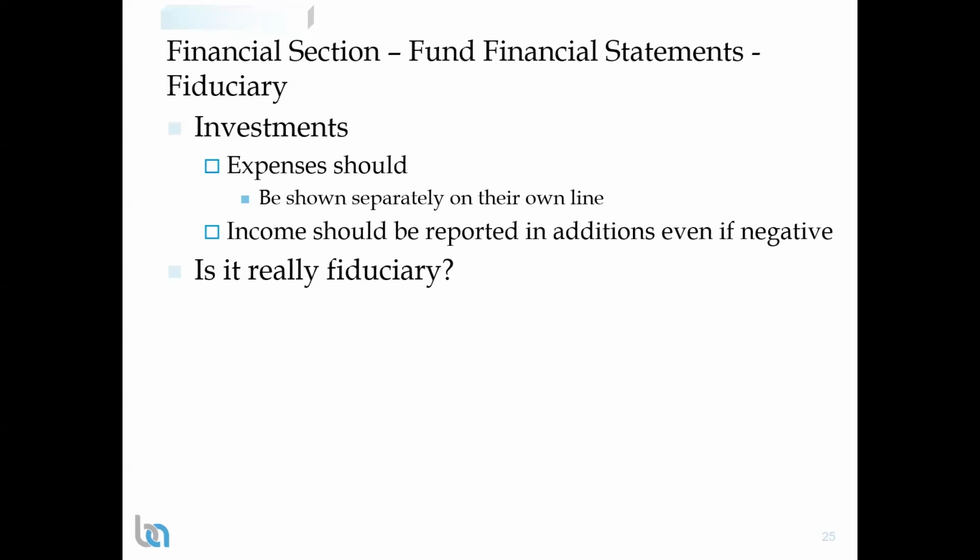You should have income regardless of if it's negative. Is it really fiduciary? Keep in mind that you want to look at whether you have control over those assets that you're holding. Are you really holding them? Do you really have control over them? Is it really being held by a third party?